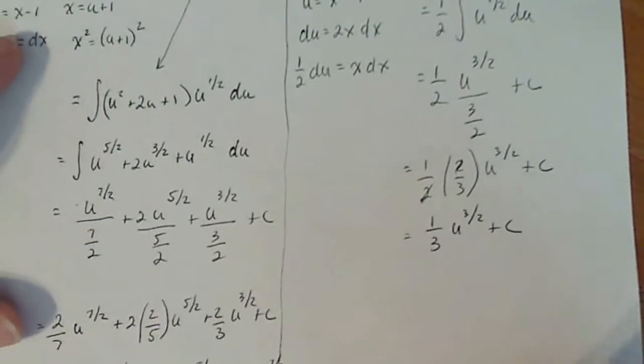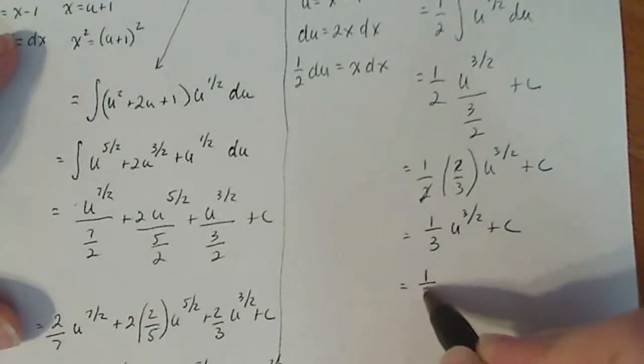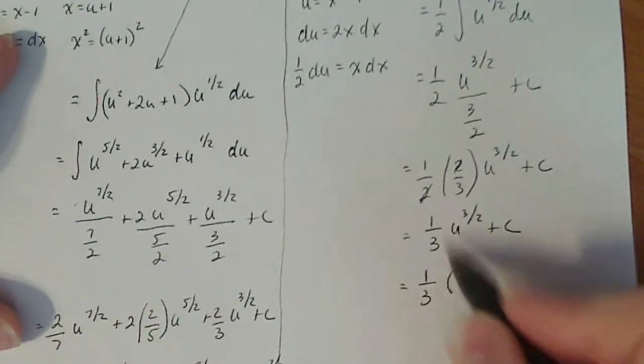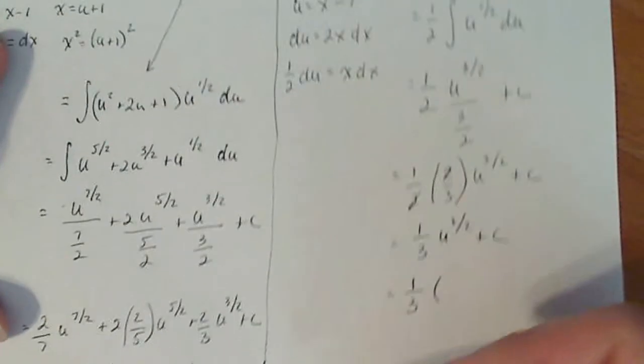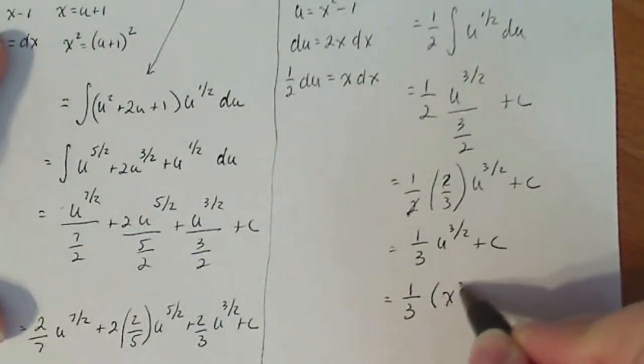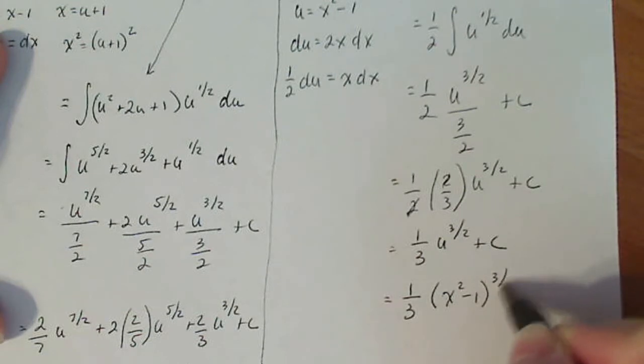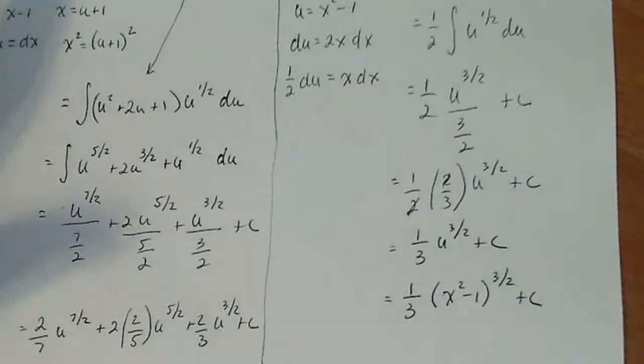Well, I'm taking lots of steps here. Sorry about that. That's equal to 1/3, and my initial u was x squared minus 1. So this is going to be 1/3 times (x squared minus 1) to the 3/2 plus c, and we're done.